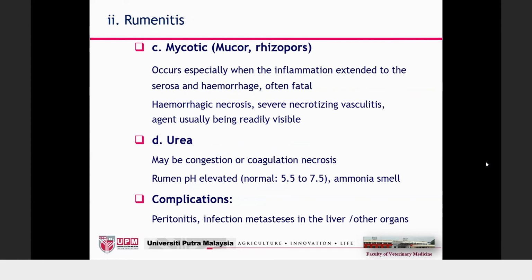Then the second one is rumenitis, inflammation of the rumen. Usually it is involved with mycotic agents, more of fungus, and usually occurs with inflammation. It might go into the serosa, even to the basal layer, very deep, and that can cause hemorrhage, and even sometimes perforation of the rumen, where the rumen content will flow out into the abdominal cavity, leading to severe peritonitis.